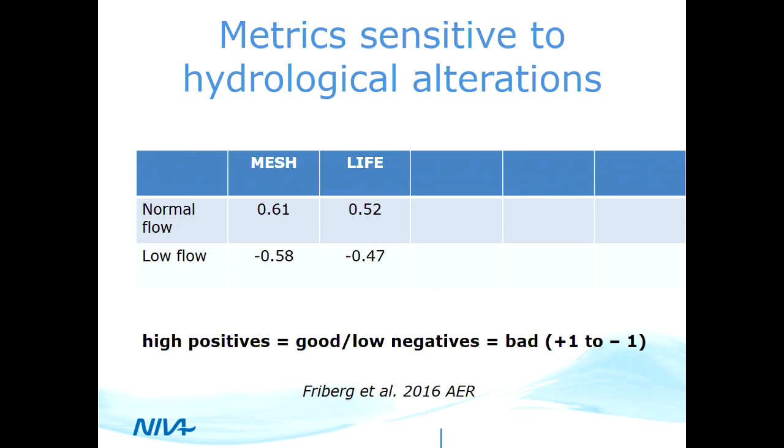If we look into two metrics that are developed to detect hydromorphological degradation, the MES index and the LIFE index, the LIFE score that is also used in the UK, and we look into two flow conditions, normal flow and low flow or drought, and we look at the correlation. If you get a positive high value, it's good, and if you get a negative low value to -1, it's bad. So you can see these two stressor-specific metrics are actually able to pick up the stress caused by low flows. You have negative values at low flows, indicating that the macroinvertebrate community is disturbed.